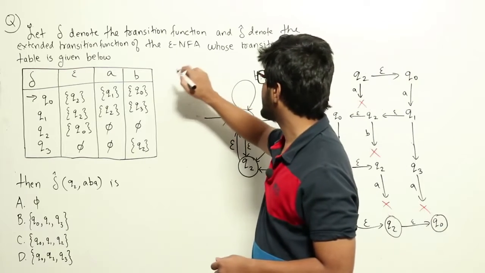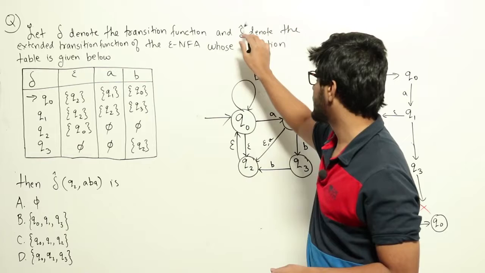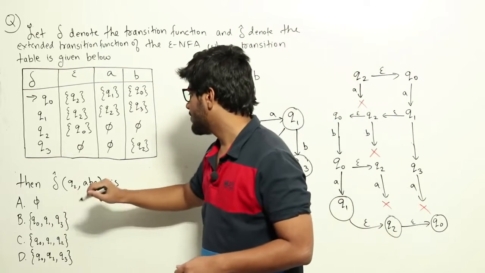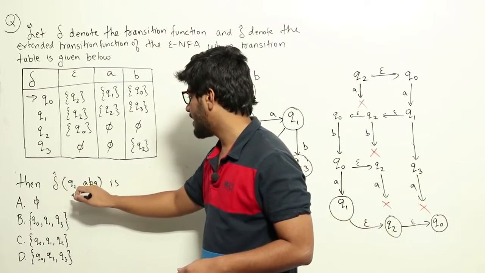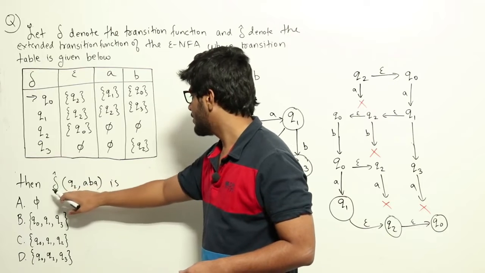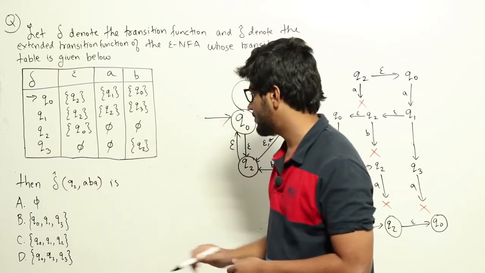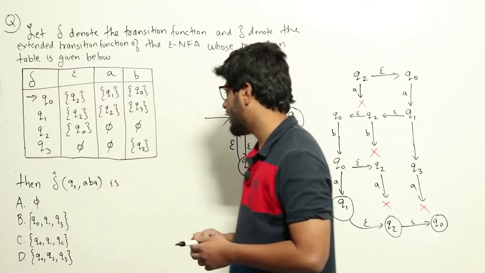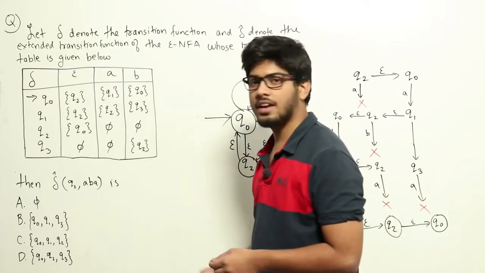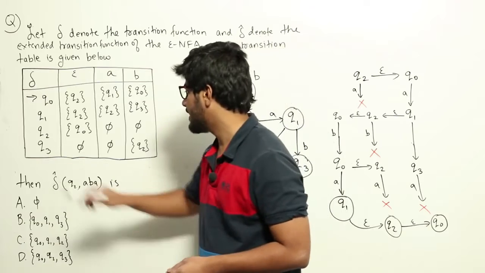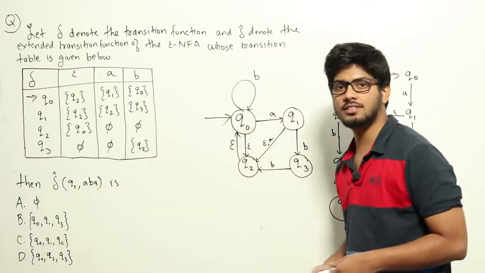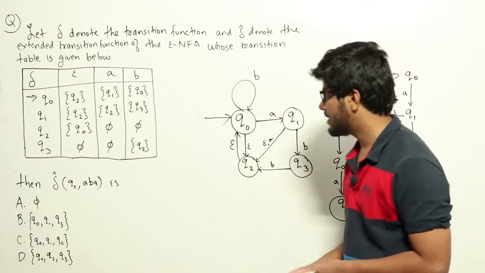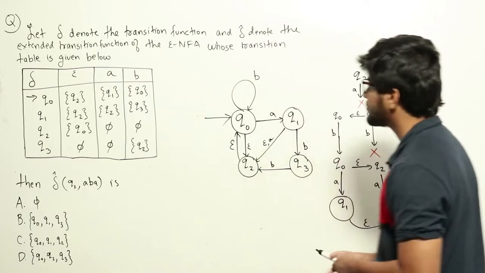Now they are asking us to find the extended transition function del cap for ABA on Q2, which means that if you are in state Q2 and you see the string ABA, which all states can we finally reach. For del cap, we need to include the epsilon transitions also. Now let us see how to do that.